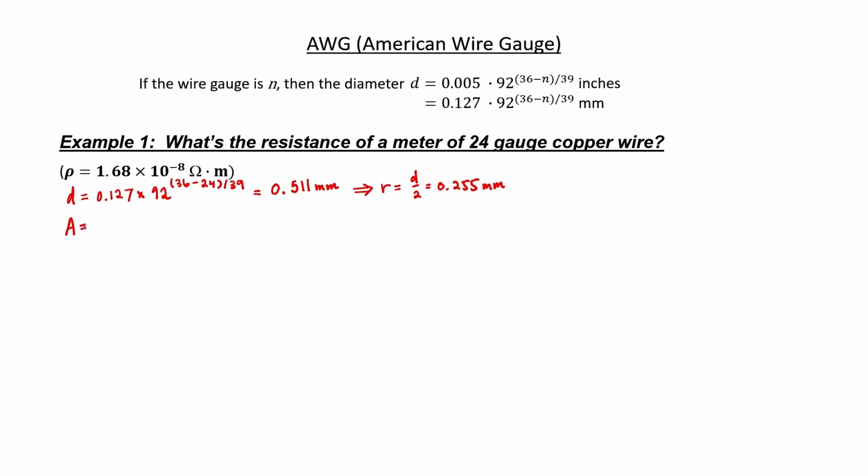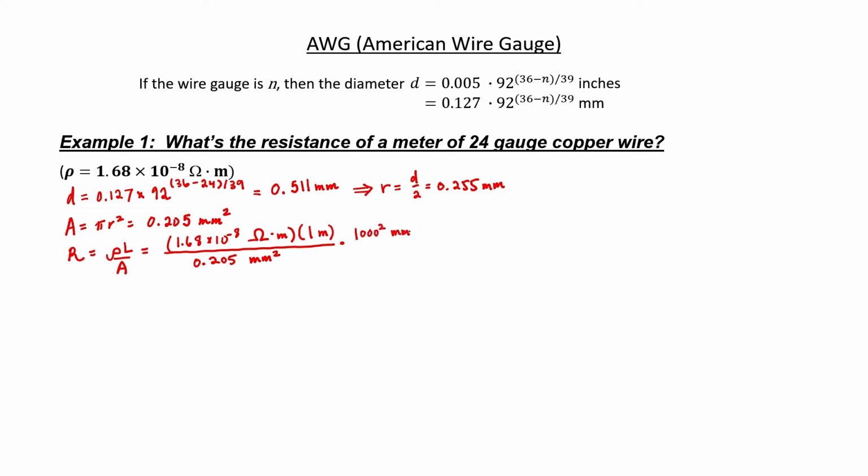The surface area of a cross-section of the wire is pi r squared. So if we substitute in for our radius, we find that this wire has a cross-sectional area of 0.205 square millimeters. We now have all the information we need in order to calculate the resistance of this wire. Plugging in the resistivity, the length, and the surface area, and then converting square millimeters to square meters, we find that the resistance here is 84.22 milliohms.